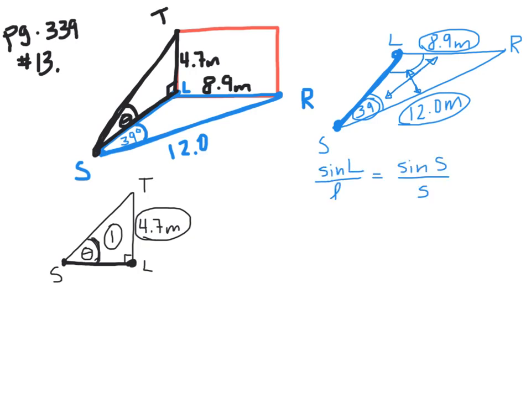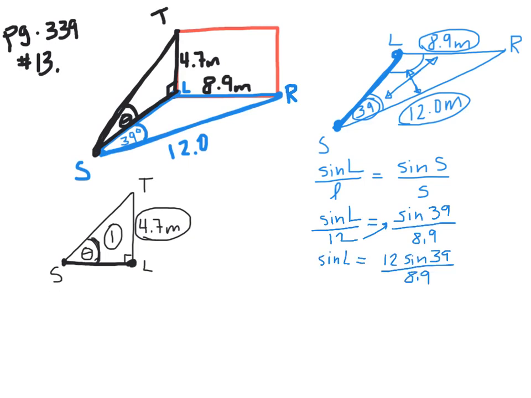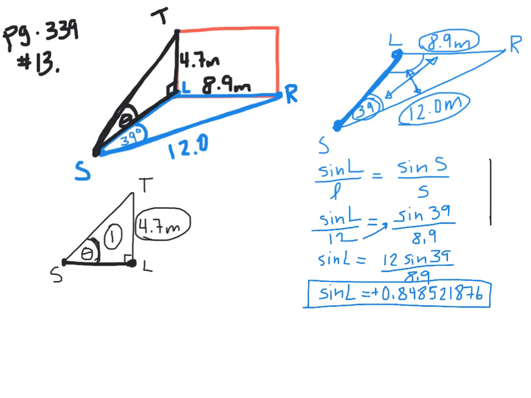So I wrote sine L over little l equals sine S over little s. I wrote the angles up top because I'm looking for the angle L. I can't find r or little r right now, so I'm going to fill in the blanks here. So I end up with this, and I'm going to cross multiply the 12, and then calculating this properly, I get that sine theta is equal to positive 0.848521876. Now, before we get ahead of ourselves, we have to remember the CAST rule.